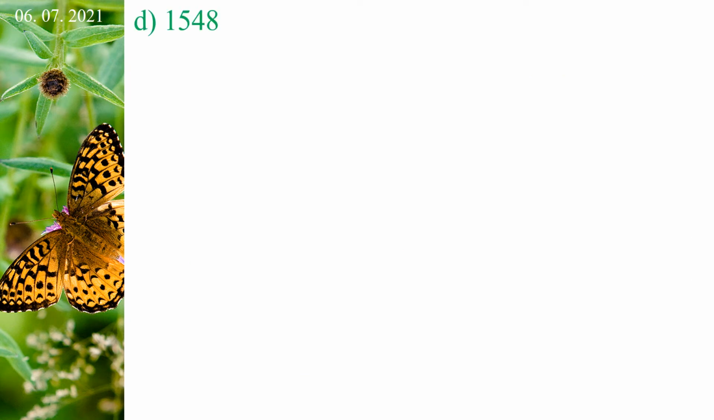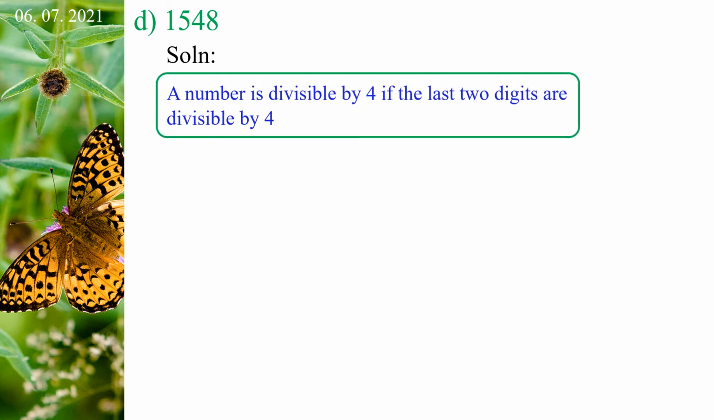The next sum, 1548. We already know a number is divisible by 4 if the last two digits are divisible by 4. Here the last two digits are 48. Let us check whether 48 is divisible by 4 or not. So here 48 is the dividend, 4 is the divisor. 12 fours are 48. Let us subtract 48 from 48. So the answer is 0.